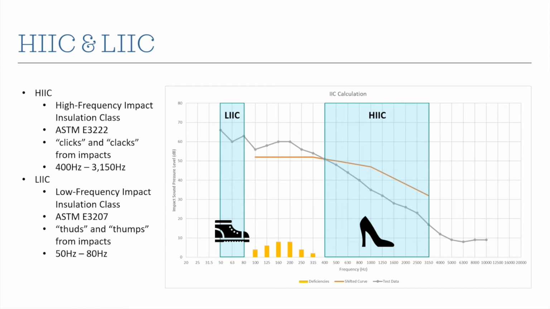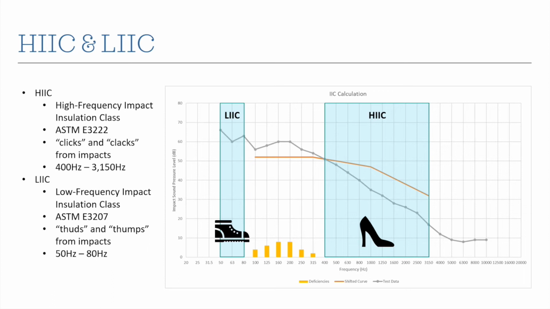So to address some of these shortcomings, we have two new standards that have been developed, the HIIC and the LIIC. So these deal with impact sound, right? Structure-borne sound. The HIIC stands for the High Frequency Impact Insulation Class. The standard is ASTM E3222, and it deals really with the clicks and the clacks of impacts, footsteps on a floor. And it just looks at the range from 400 hertz to 3,150 hertz.